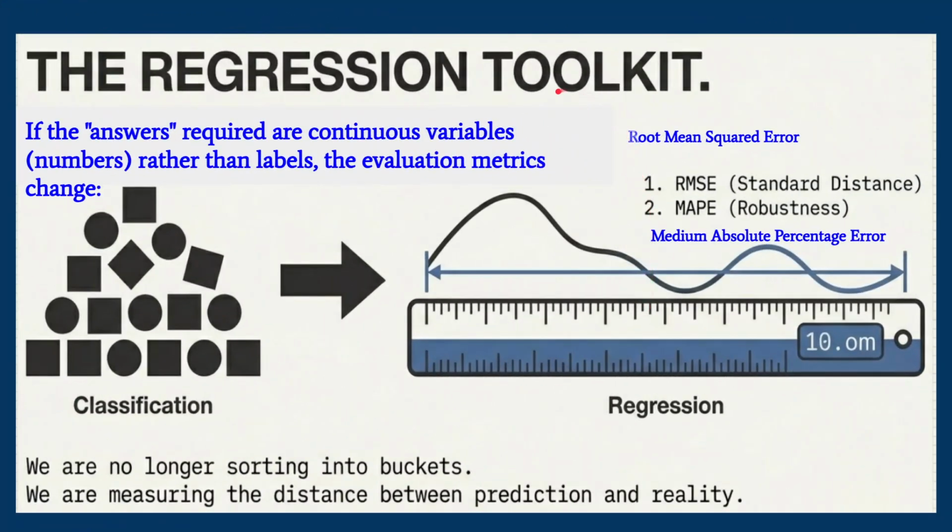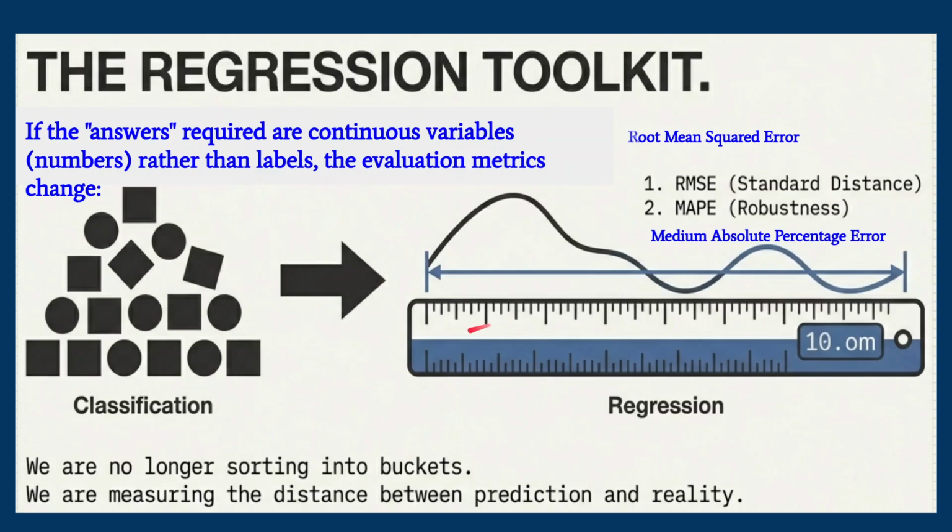And next is the regression. So far what you have seen is all about the classification toolkit. Now the regression toolkit. When we go for regression, the answers are continuous variables rather than labels, so the evaluation metrics change. That means you have to go for continuous types of metrics. Two major ones are RMSE and MAPE. RMSE depends on the standard distance, RMSE meaning root mean squared error, and MAPE is based upon robustness, the median absolute percentage error.